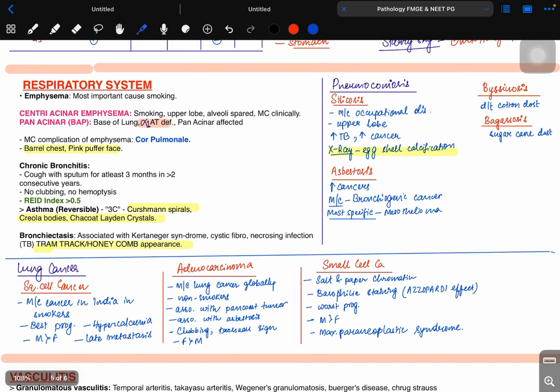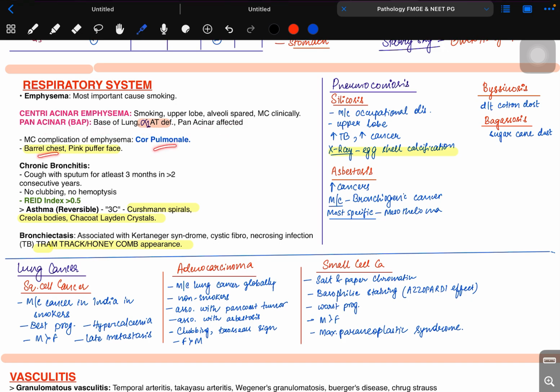Now moving on to the respiratory system. In emphysema, the most common cause is smoking. Centriacinar emphysema is due to smoking, found in the upper lobe, with alveoli spared, and it is the most common clinically. Panacinar emphysema is found at the base of the lung, the mnemonic being panacinar, base of the lung, alpha-1 antitrypsin deficiency. The most common complication of emphysema is cor pulmonale.